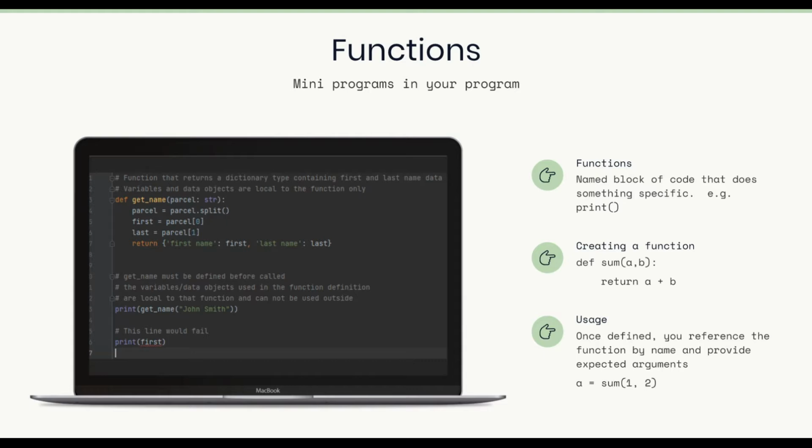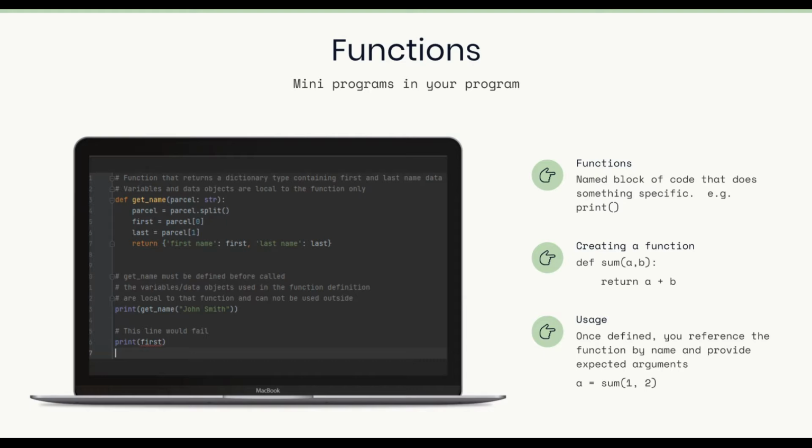So functions are a named block of code that does something specific. In previous lessons, we used the print function. That was a block of code that's hidden from us that does something specific. It prints out data to the console so that we can read it. And to create a function, we use the keyword def, and then we name the function. We provide the parameters, which would be a and b in this bullet example. And then in the below definition, we return the results of a plus b.